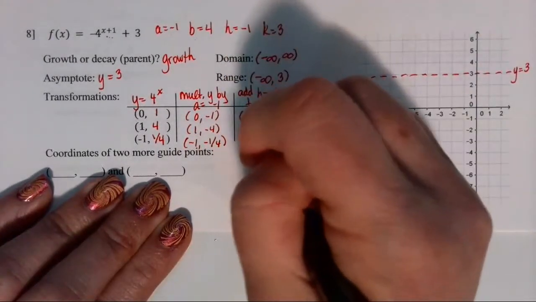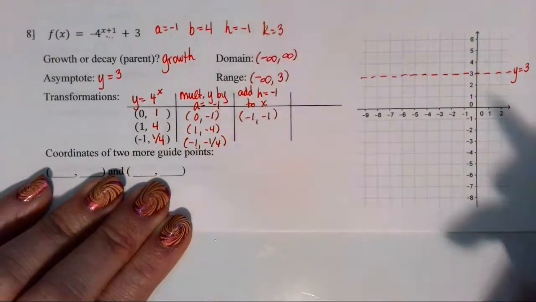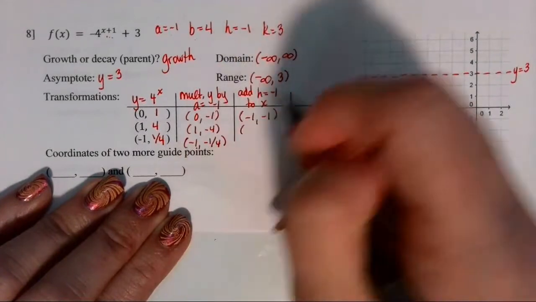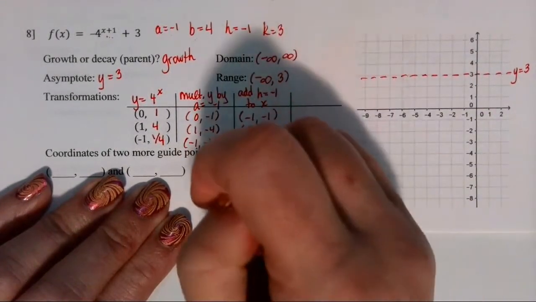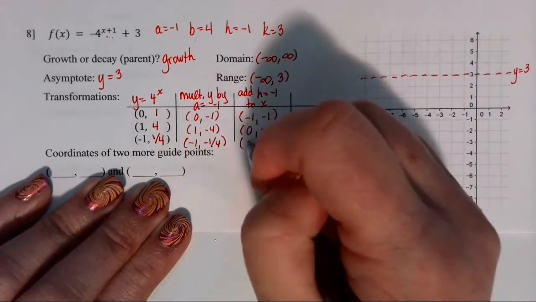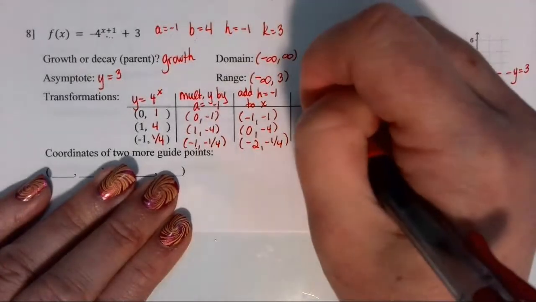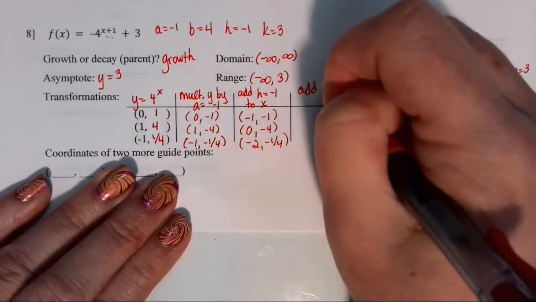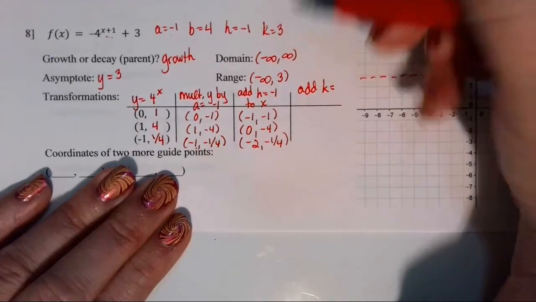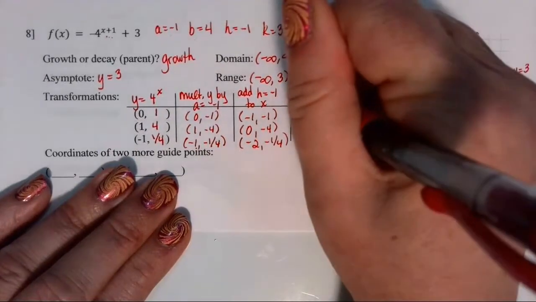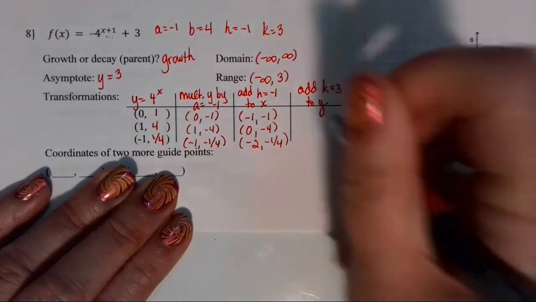Okay, next we're going to add the h, and our h is -1, to the x-coordinate of each of these points. So 0 plus -1 is -1. Then we have 1 plus -1 is 0. And then -1 plus -1 is -2. Okay, and then we're going to add the k, and our k is a +3 to each of these y-coordinates.